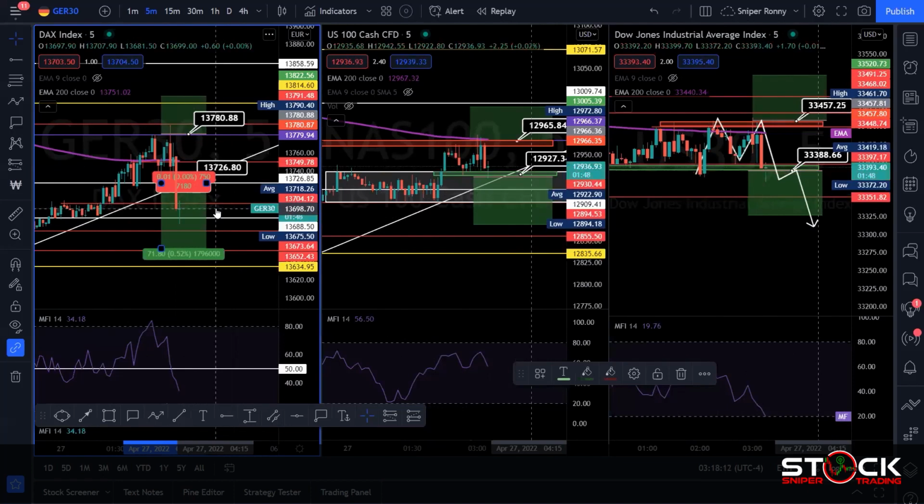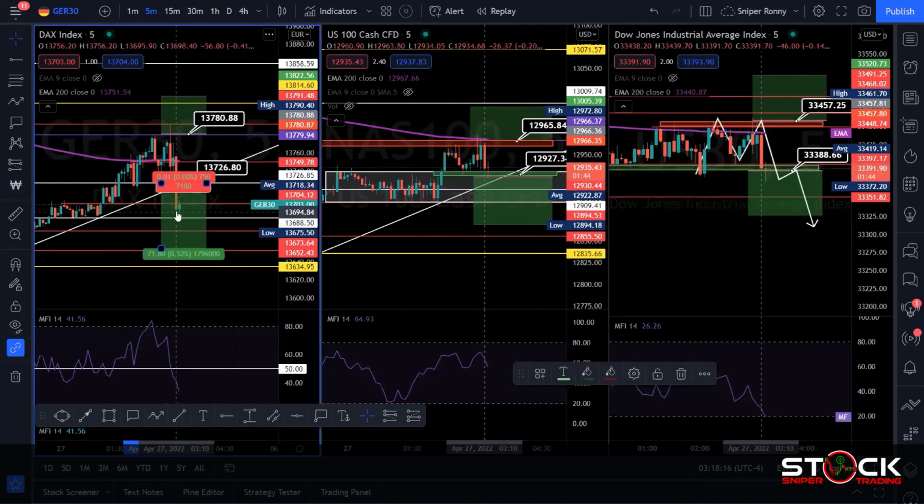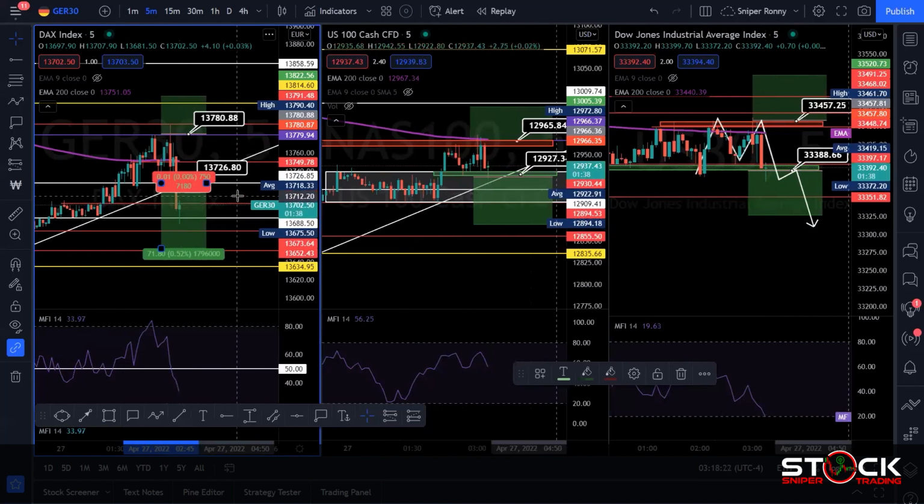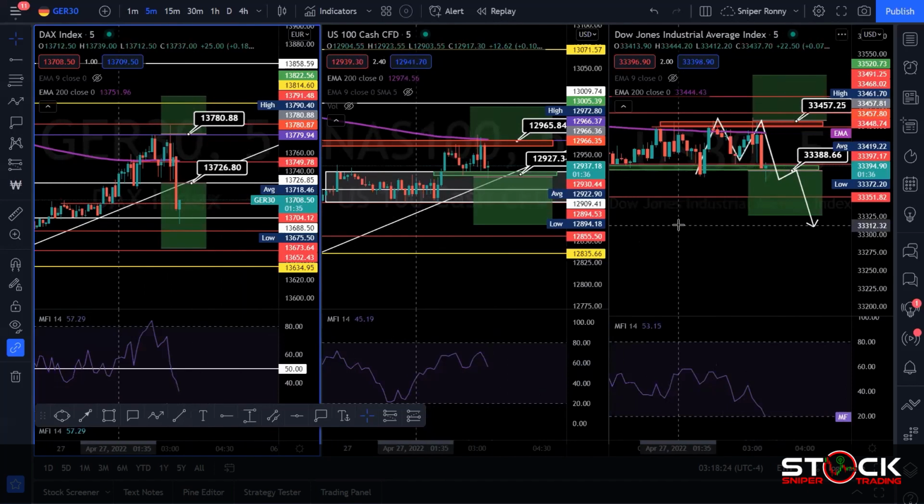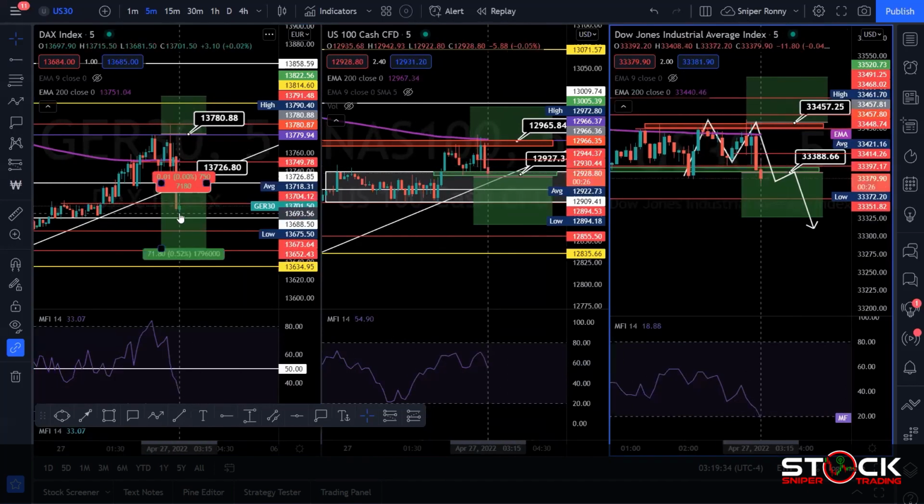I secured some pips down there, guys. I tried a couple times to break the hourly. I'm not getting greedy down there, so I secured profit, and now I'm going to continue to watch what's happening. Okay, we'll see how we exhaust this.